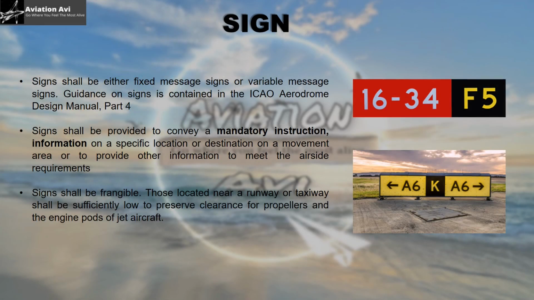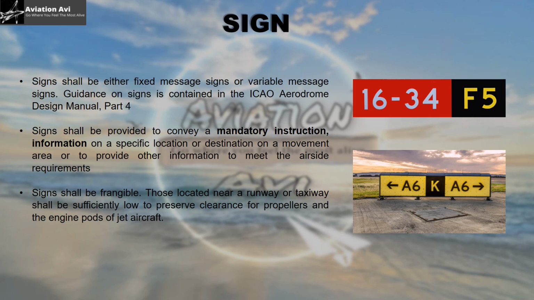As we discussed in part 1 of the video, let us just quickly recapitulate. Signs can either be fixed message signs or variable message signs. And the guidance on these signs, you'll find in the ICAO Aerodrome Design Manual, that is ICAO Doc 9157 Part 4. If you need further details on signs, please refer to this document.